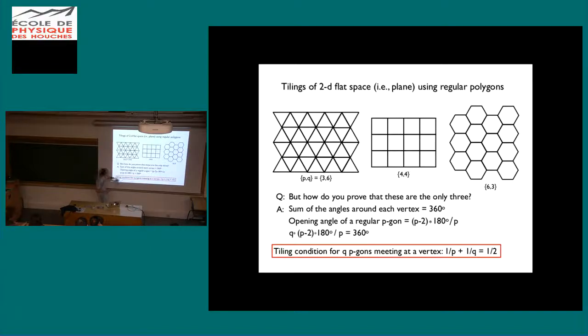And you can check now. You need 1 over P plus 1 over Q equals a half. So what are the values of P and Q that give you that? Well, you have 1 third plus 1 sixth is a half, 1 quarter plus 1 quarter is a half, and 1 sixth plus 1 third is a half. And you can't do it any other way with integers.